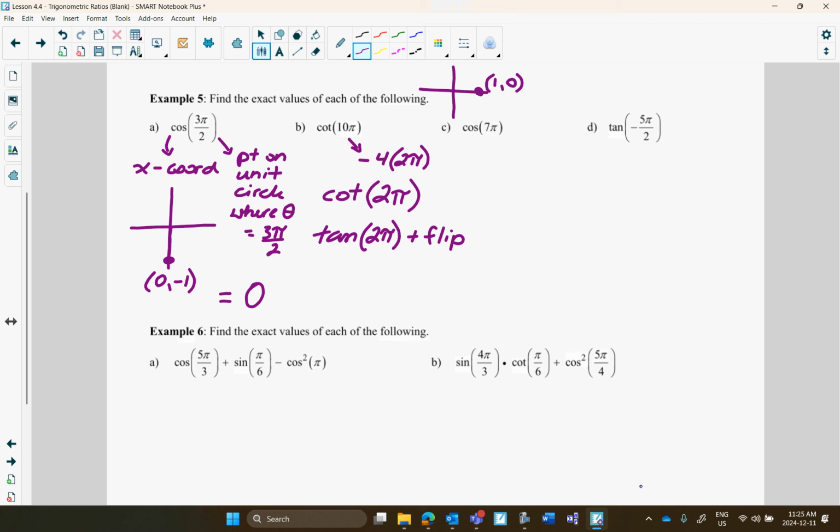The tan will be 0 divided by 1, won't it? Which is what? And I have to flip it. What happens when you flip 0? Right, so how do I write 0 as a fraction? I could write it 0 divided by 1, 0 divided by 2, 0 divided by 3, and then flip it. What's it going to be? Undefined. It's undefined.